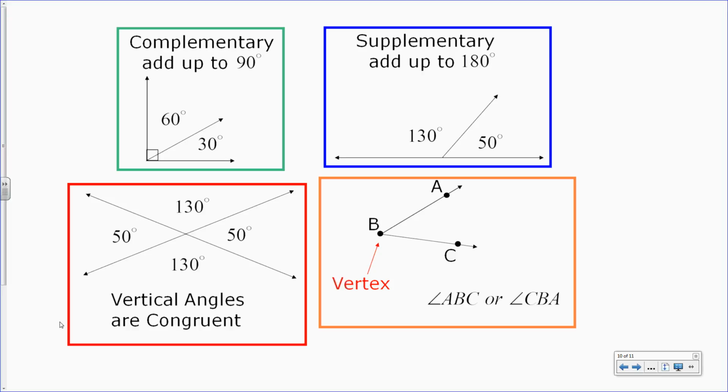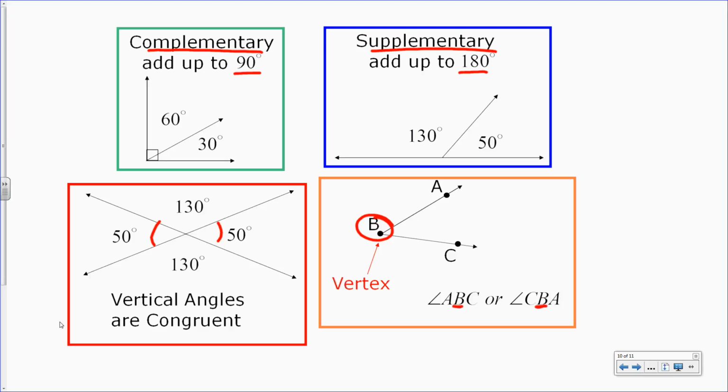So in this chapter so far, you've learned about complementary and supplementary. Complementary has to add up to 90. Supplementary has to add up to 180 degrees. You've also learned about vertical angles, which are across from each other, are always congruent. And we've learned about the vertex. You need to always have that as the middle letter when you name an angle. And we also learned about adjacent angles, which I don't have on this. So just a quick review of some of the things.